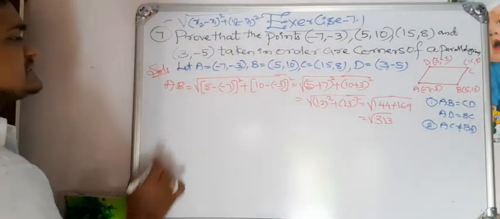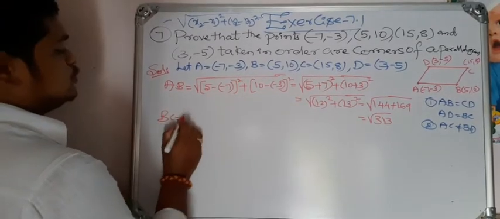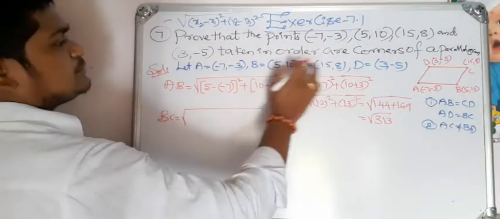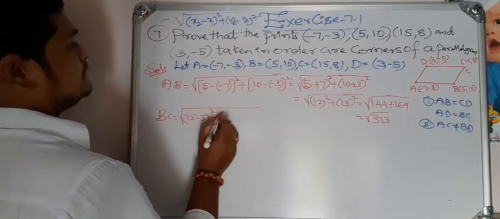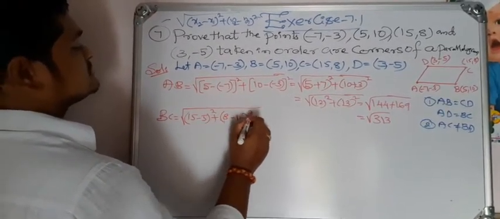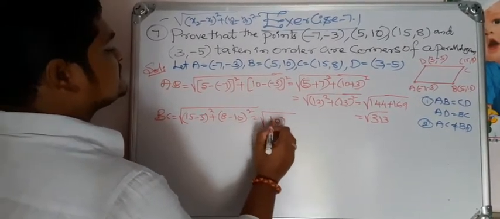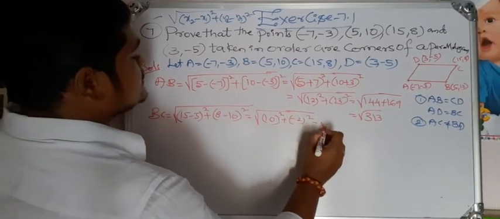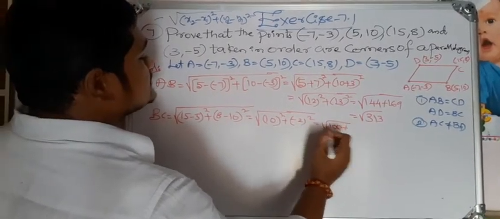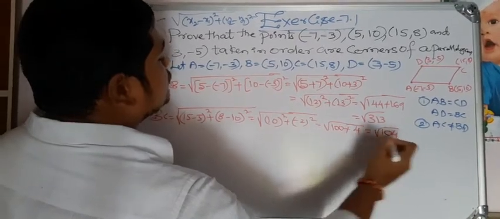Next, find the distance BC. BC is equal to root over (15 minus 5) whole square plus (8 minus 10) whole square. This is 10 square plus (minus 2) whole square. So it is equal to 100 plus 4, which is root 104.